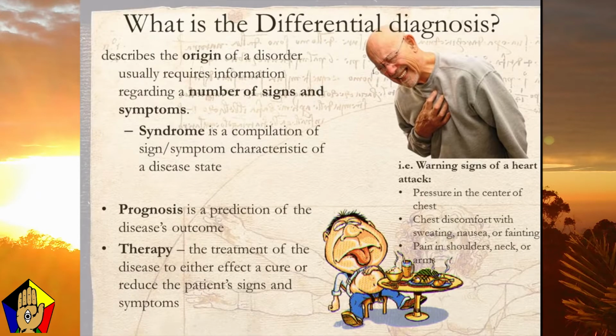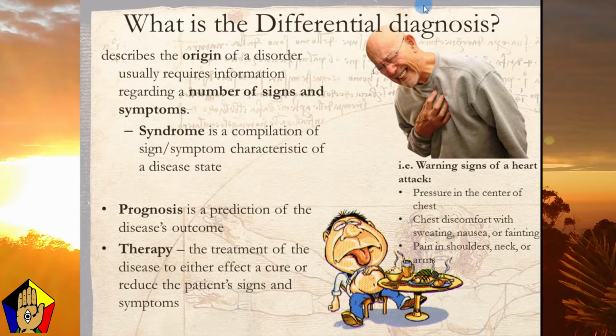All right, so differential diagnosis. Differential diagnosis is finding the actual origin of the disorder. People come in with a ton of signs and symptoms. And remember that word syndrome just means a compilation of all of these different signs and symptoms. Syndromes are usually very vague. They can be lots of different things.